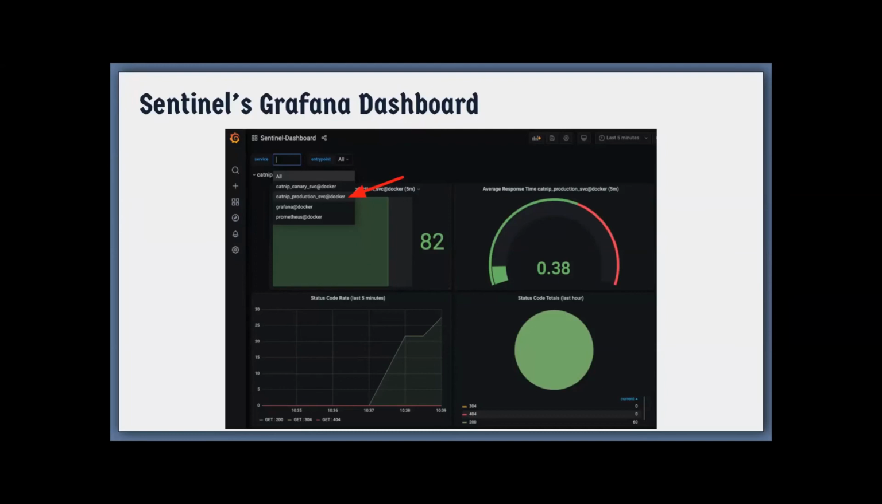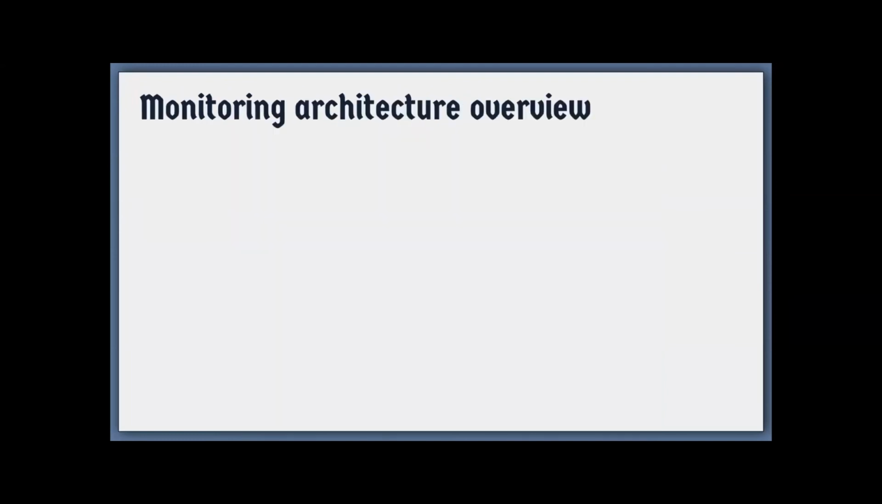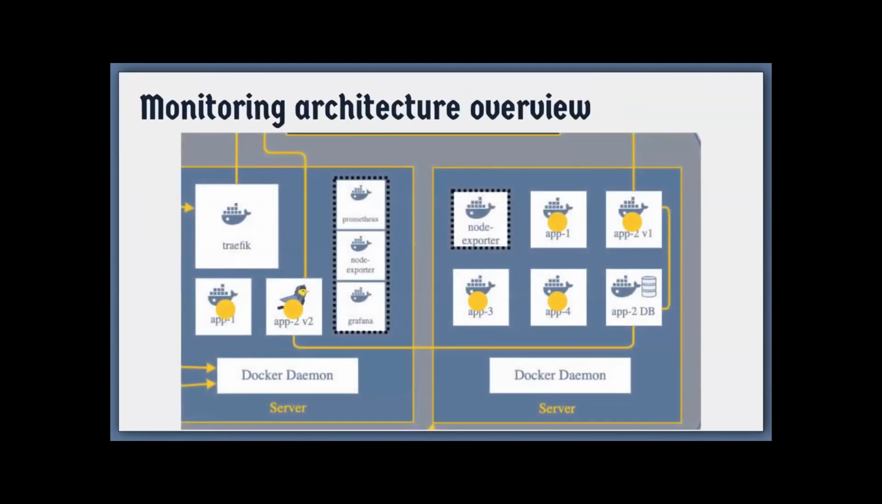So putting that all together again, Traefik captures application level data. And then Node Exporter and Traefik pass that on to Prometheus. And Prometheus, after doing some analysis, passes this on to Grafana for visualization. So applications to Traefik, Node Exporter and Traefik to Prometheus, and Prometheus to Grafana.